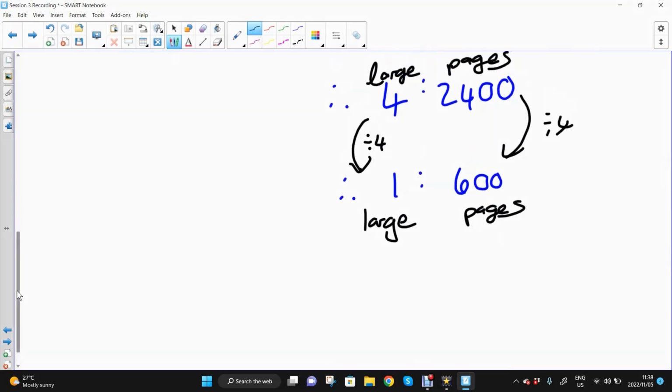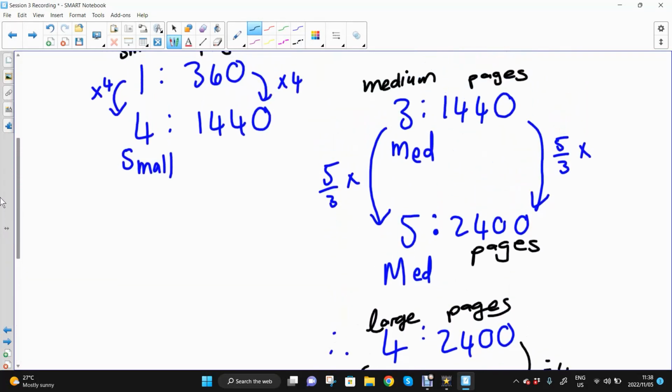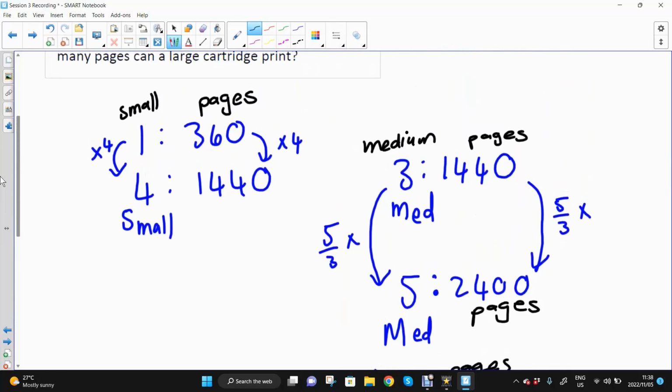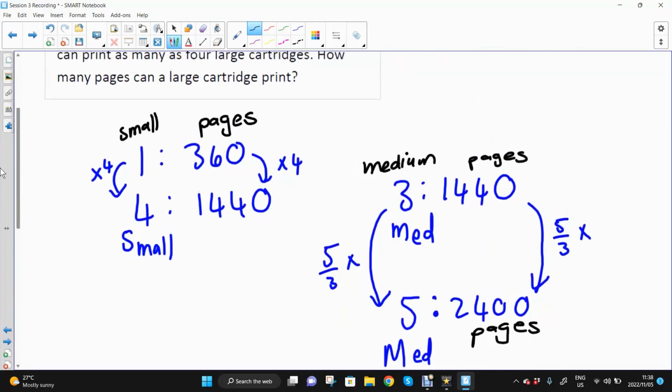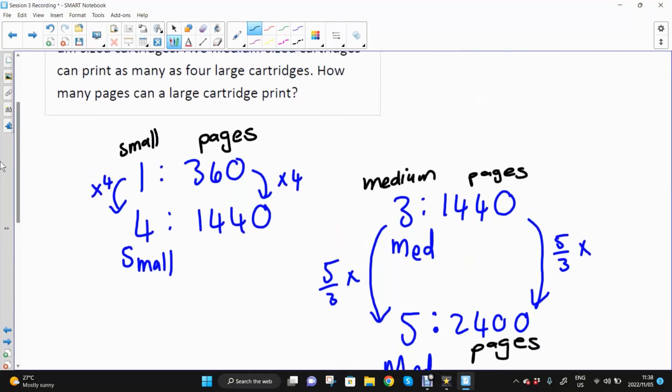So it's actually not a very hard question. You just need to go from the one ratio to the other, using the one to fill in the other, to finally get your answer.